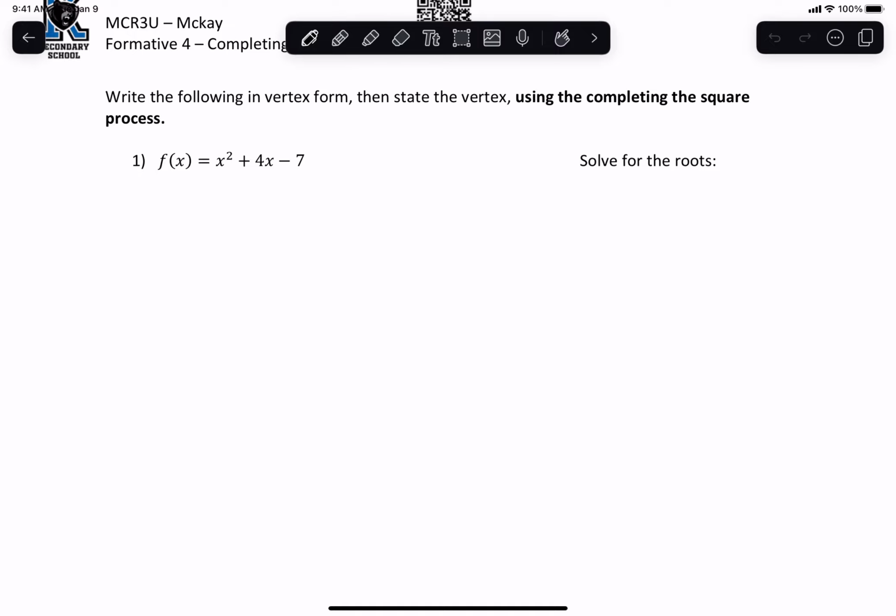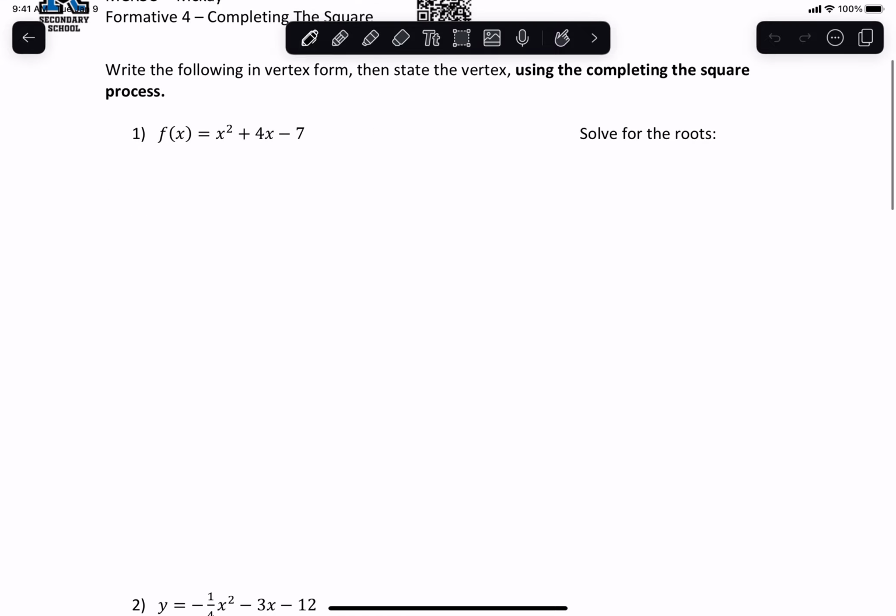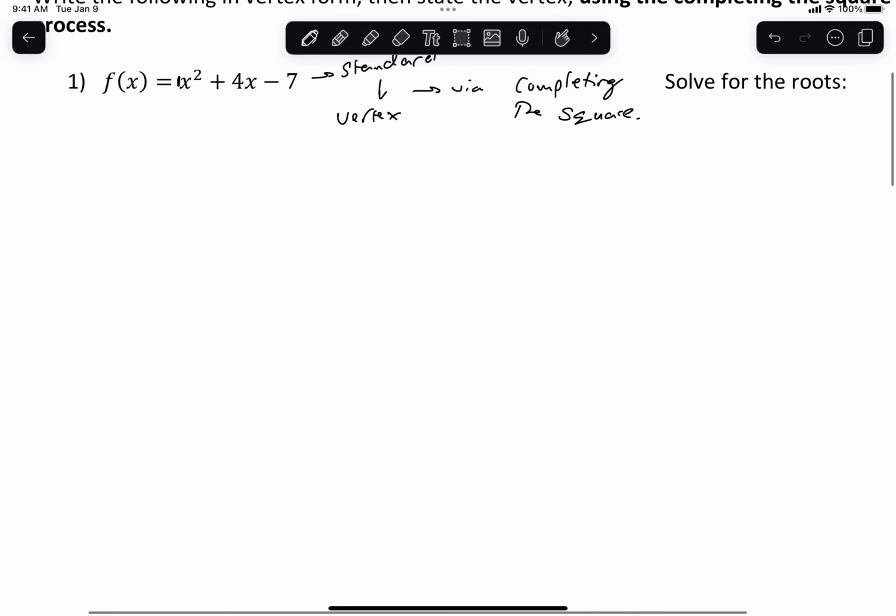Remember in grade 10, I would have shown my classes solving directly for x, okay? So what we're going to do here is first complete the square and switch it from standard to vertex form. We do that via completing the square. This question is nice. We can complete the square right off the bat here because the a value is 1.